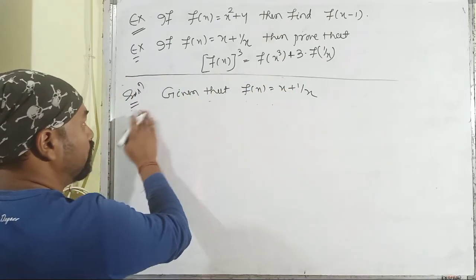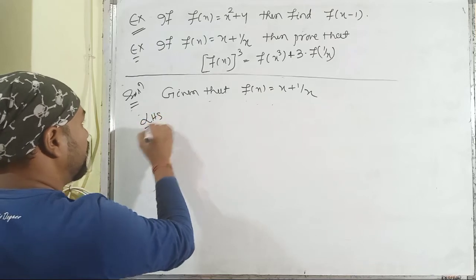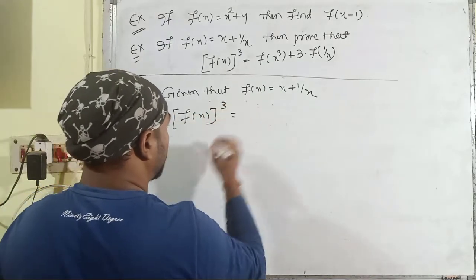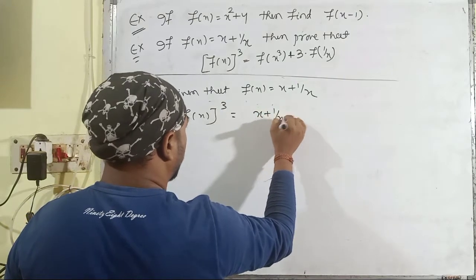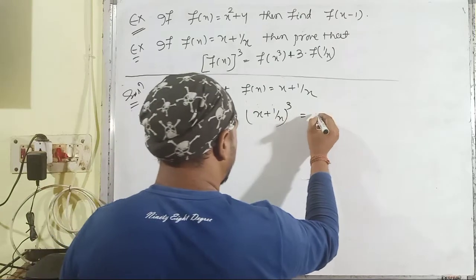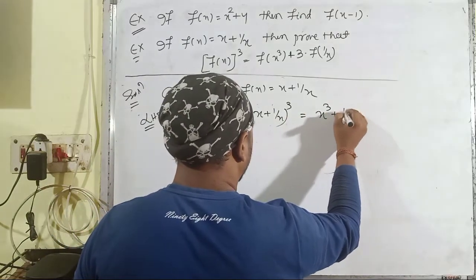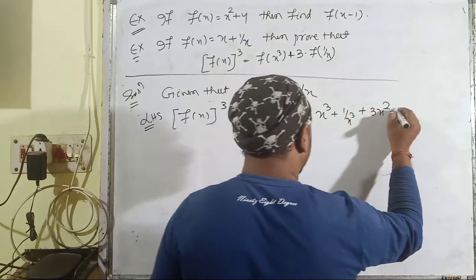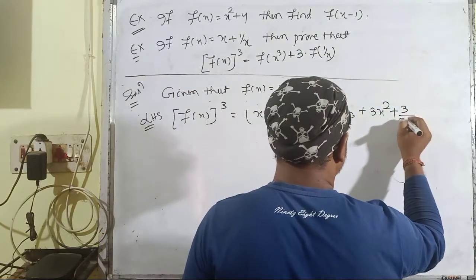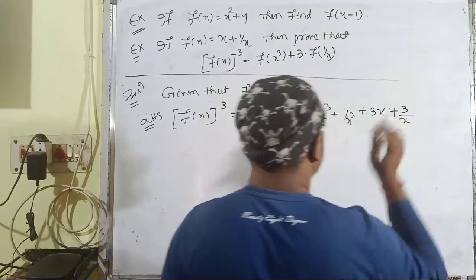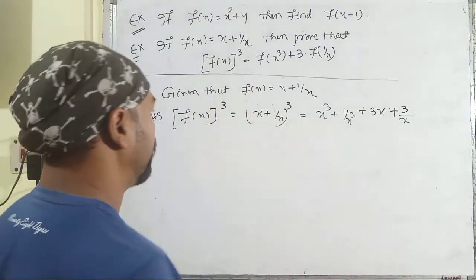So let us move through the left hand side part. Whole cube of f of x, that means cube of x plus 1 by x, and it is equal to x cube plus 1 by x cube, then 3x square times 1 by x, that is 3x, and then 3 times x times 1 by x square, that is 3 by x.